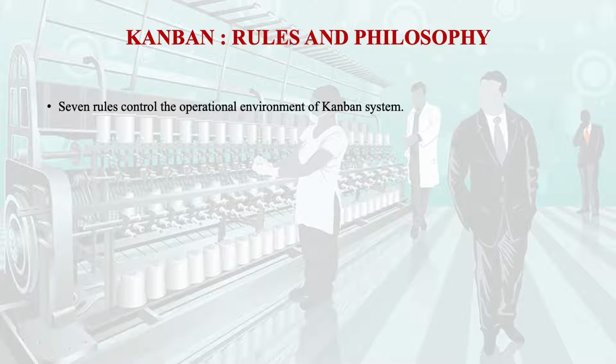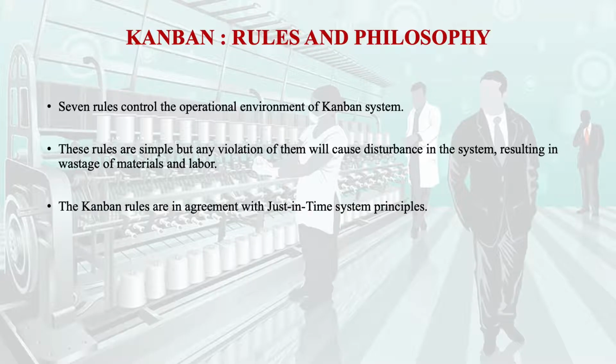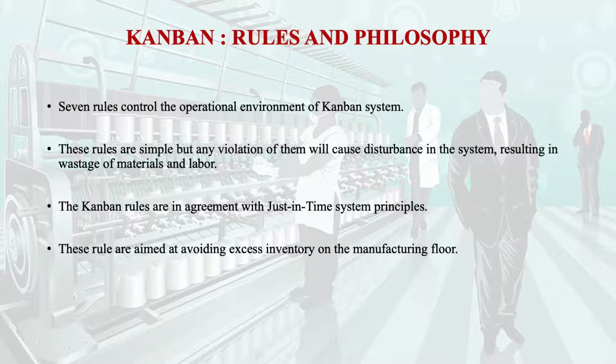Now, what are the rules and the philosophy which are normally followed in case of Kanban? There are 7 rules which control the operational environment of the Kanban system. These rules are simple, but they do not allow violation, because violation means disturbance in the system, resulting in the wastage of material and labor. The Kanban rules are in agreement with just-in-time system principles. These rules are aimed at avoiding excess inventory on the manufacturing floor.